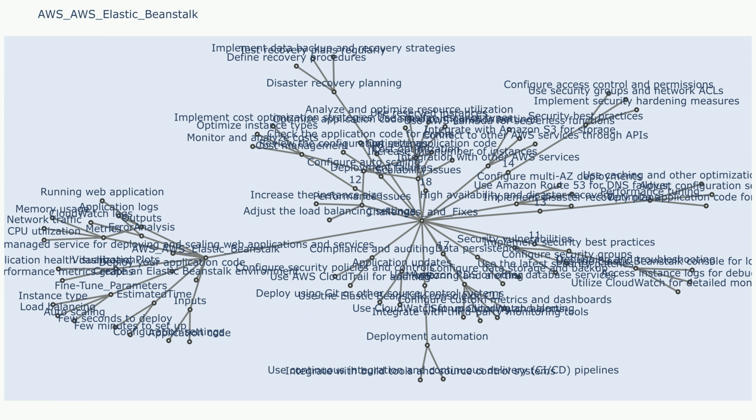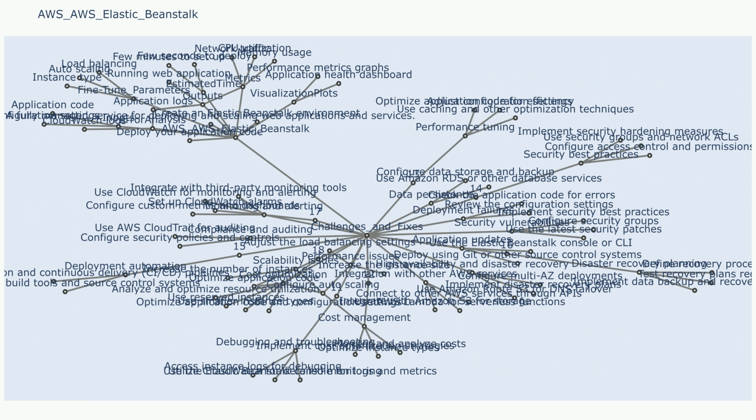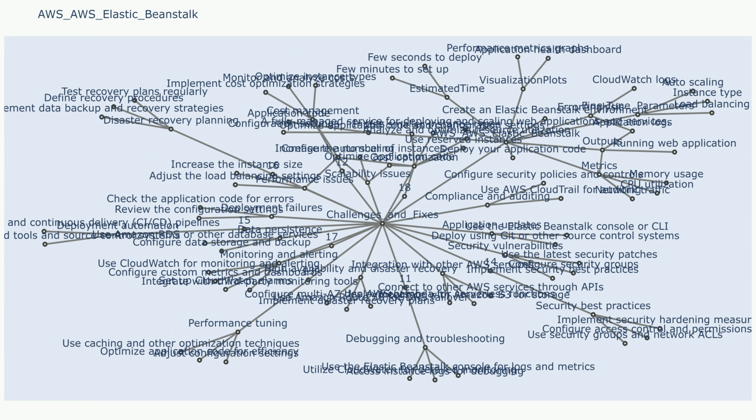AWS CLI or AWS Management Console. Purpose: to interact with Elastic Beanstalk services, either via command line or a graphical user interface. Explanation: the AWS CLI provides a command line interface to interact with Elastic Beanstalk and other AWS services. The AWS Management Console offers a graphical interface for managing Elastic Beanstalk environments, applications, and related resources. You can choose the method that best suits your workflow and preferences.